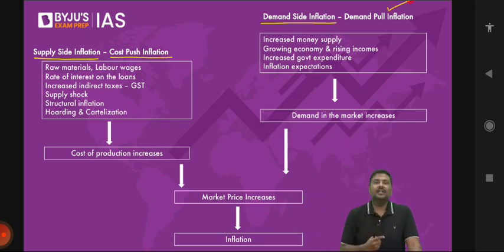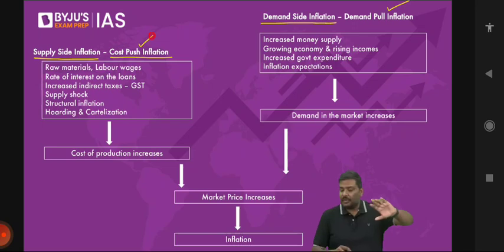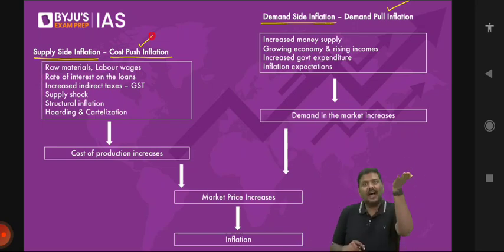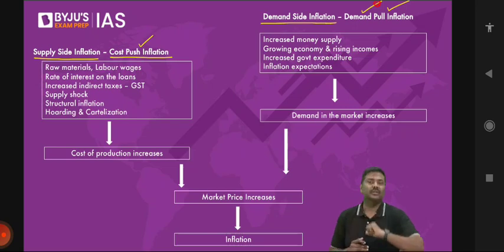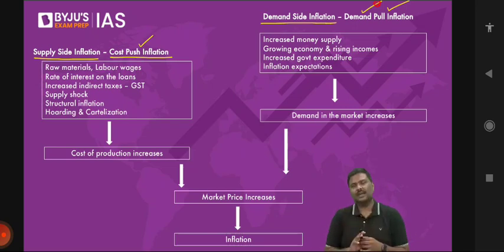Is it okay? I'll repeat it. We can refer to this as cost push inflation because from the cost side, the prices are increasing. And the other type is demand pull inflation, wherein the aggregate demand in the market is increasing, contributing to inflation. So how is that possible?